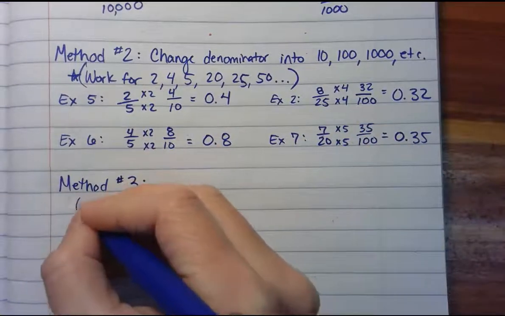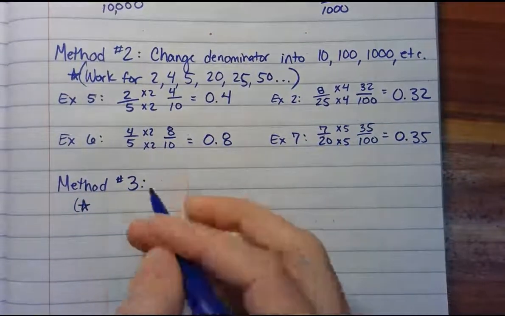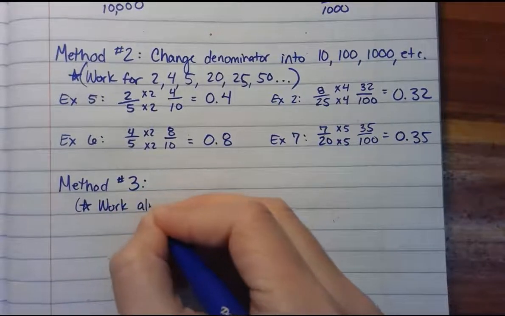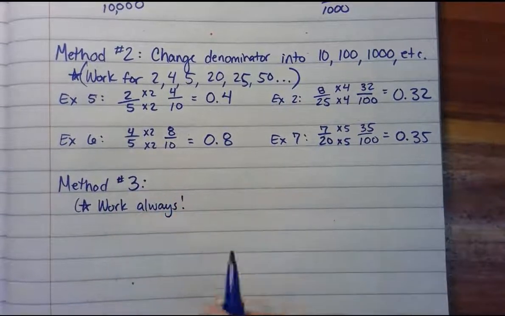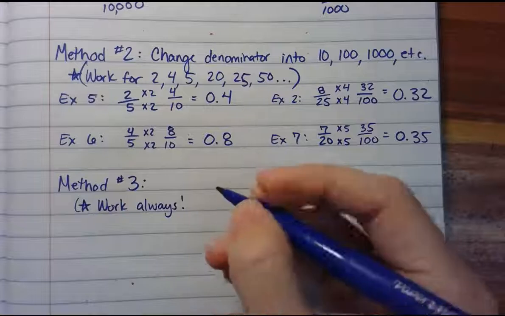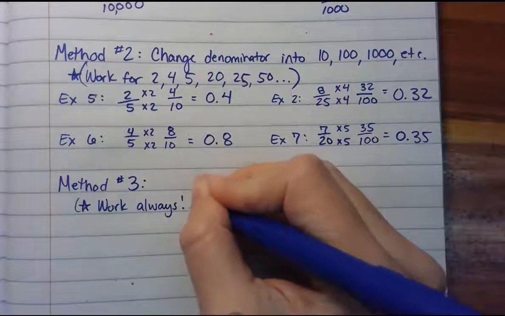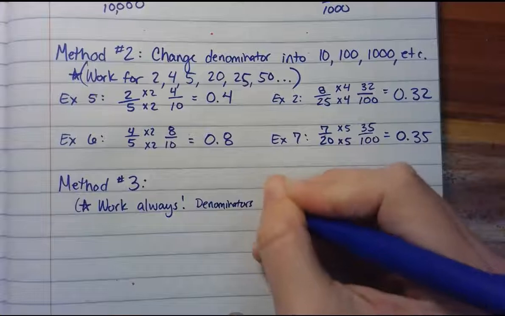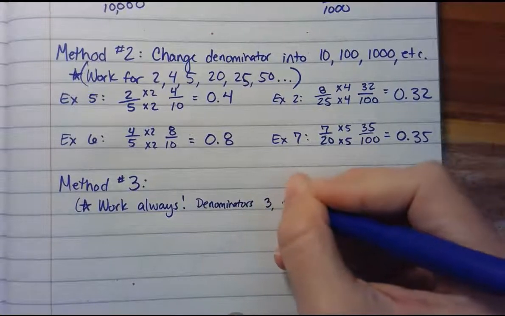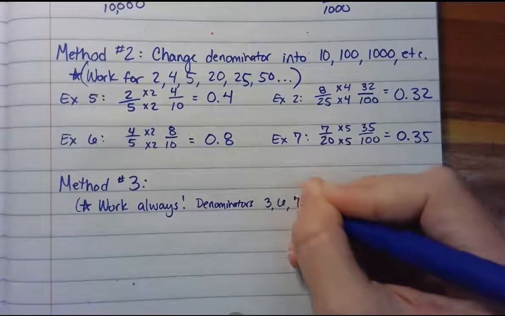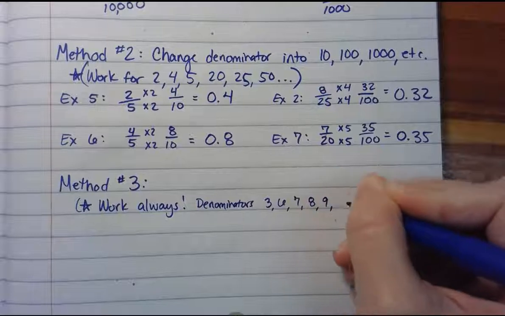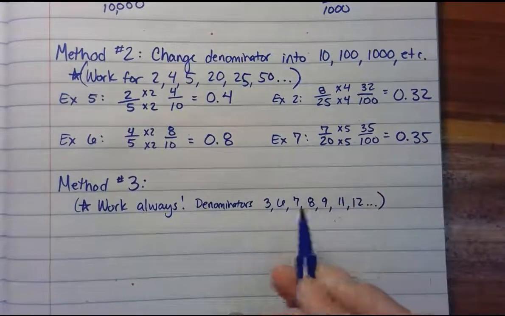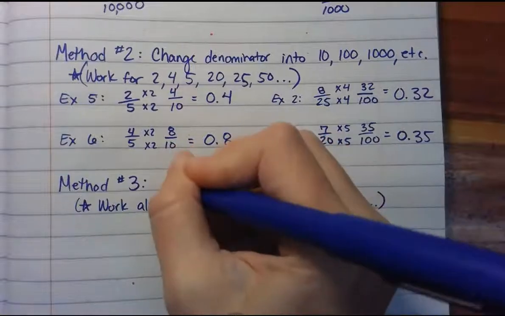I'll make a note down here in the line below before I write what it actually is. This is going to work always. This method always works. It would work for all of these denominators, but especially for denominators like 3 and 6 and 7 and 8 and 9 and 11 and 12, etc. Especially for denominators like this, the method is very simple.